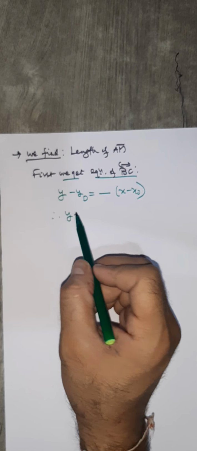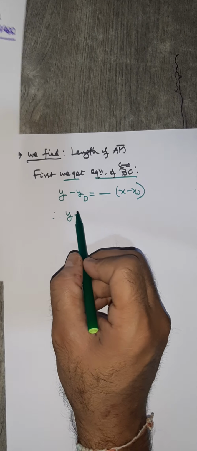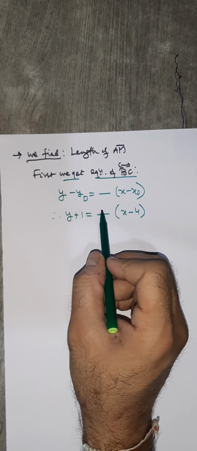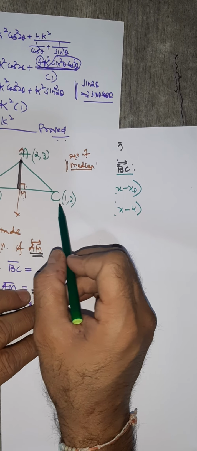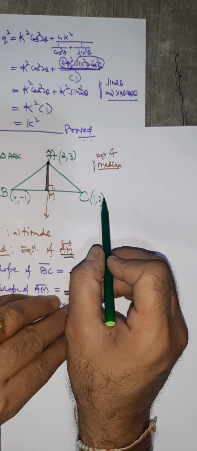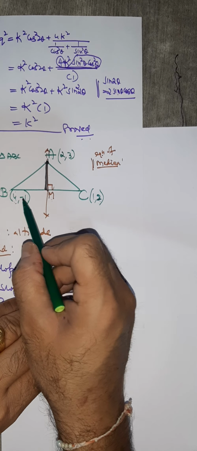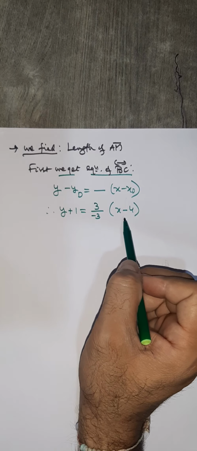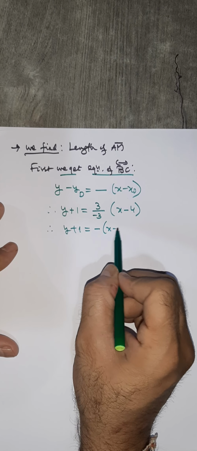Take the first point as x1, y1 and this as x2, y2. So y minus y0, this is plus 1, equals slope into x minus x0, this is 4. What is the slope? y2 minus y1, that is 3, upon x2 minus x1, that is minus 3. I repeat, slope of BC is y2 minus y1 over x2 minus x1. So you have y plus 1 equals minus (x minus 4).